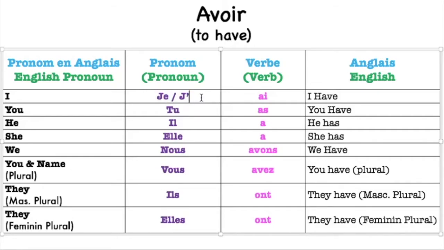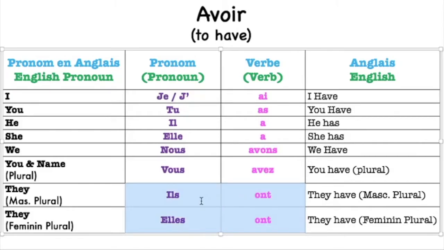So in French, the conjugated form would turn into j'ai, tu as, il a with an A, elle a with an A. So il and elle, like I said, they always stay the same. Nous avons with an ONS to end it. Vous avez with the EZ to end it. Ils ont and elles ont.